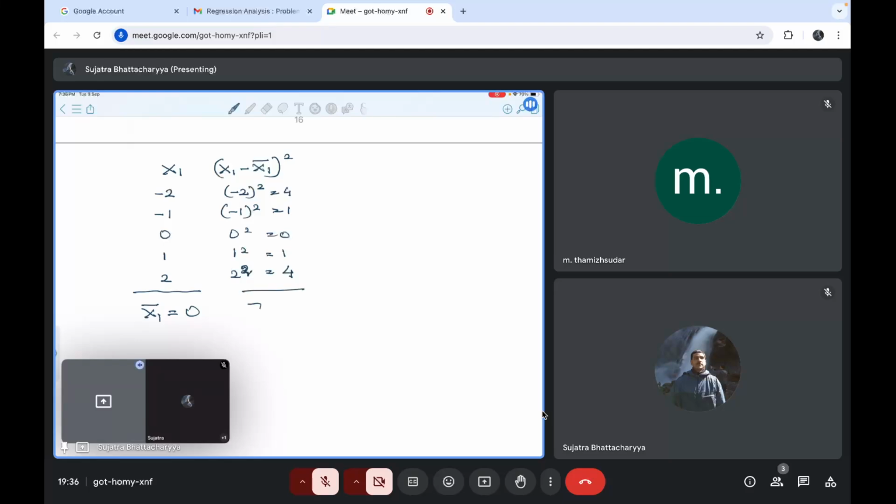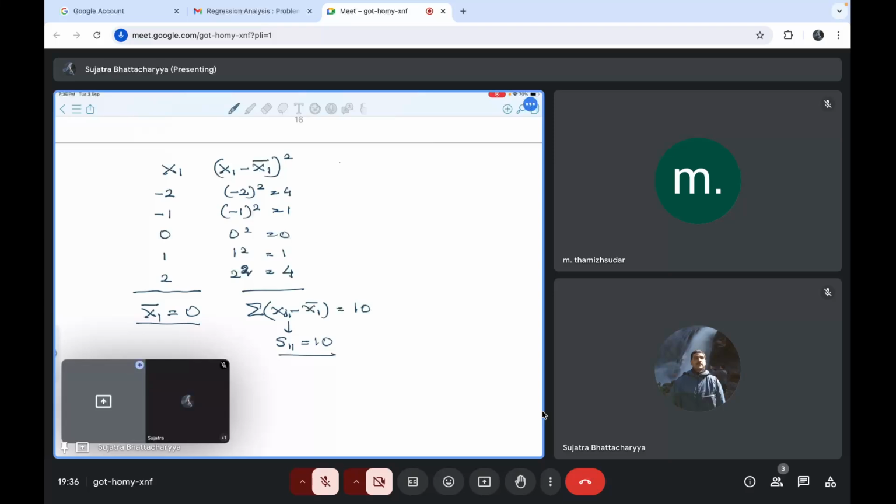So now, if you sum it, xi1 minus x1 bar, this comes out to be 4 plus 1, 5, plus 1, 6, plus 4, 10, right? So S11, which is this, is 10. Great.